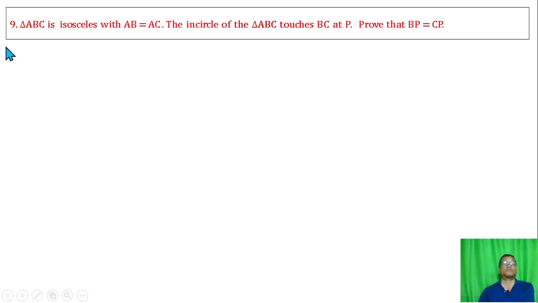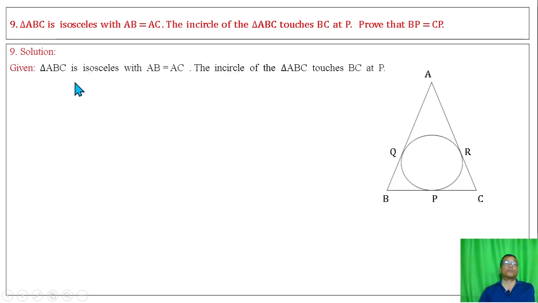Question number 9. Triangle ABC is isosceles with AB equal to AC. The incircle of the triangle ABC touches BC at P. Prove that BP equals CP. Given: triangle ABC is isosceles with AB equal to AC, and the incircle touches BC at P. To prove BP equals CP.